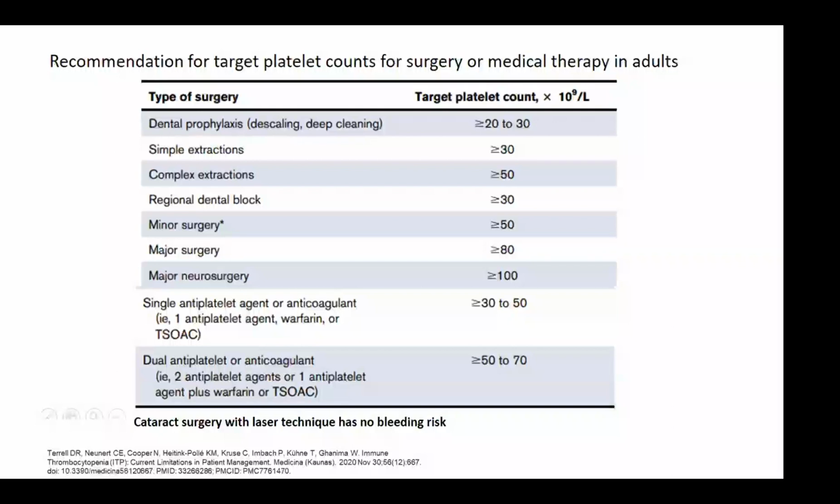For a patient on a single antiplatelet or anticoagulant, you must maintain the platelet count in ITP between 30 and 50, while for a patient on dual antiplatelet or anticoagulant, the target platelet count in ITP should be 50 to 70.